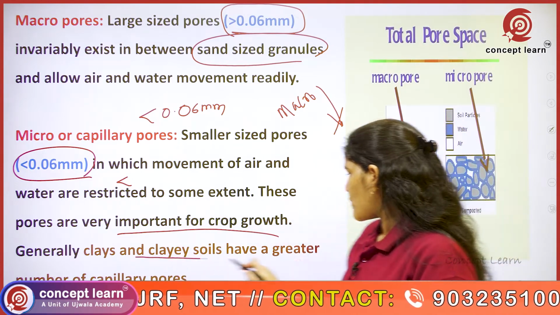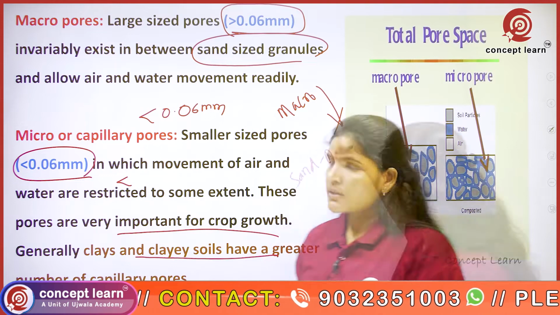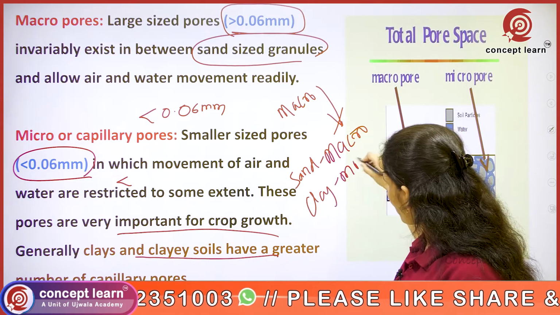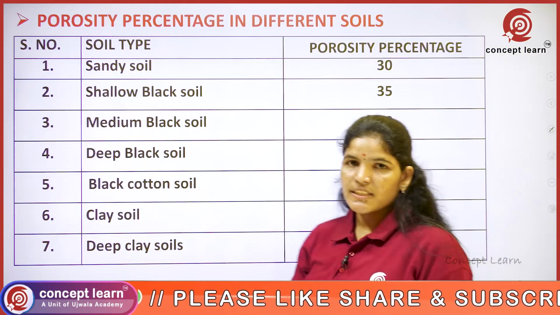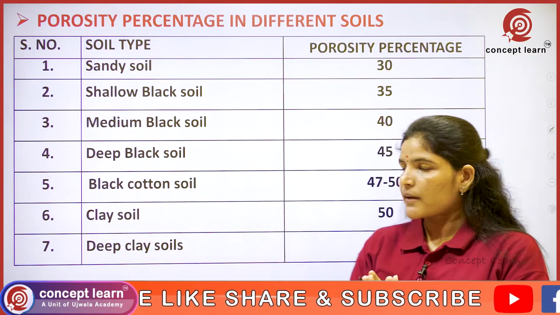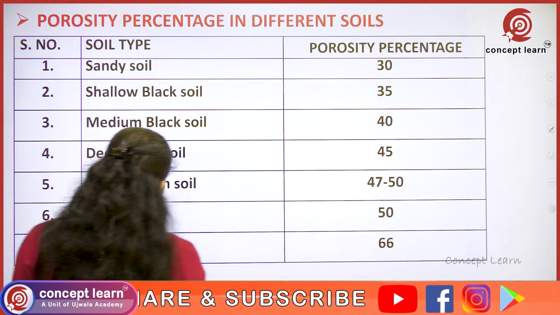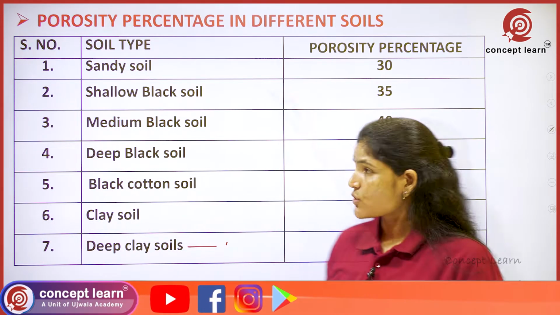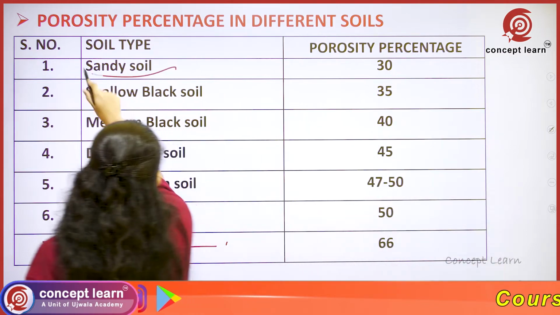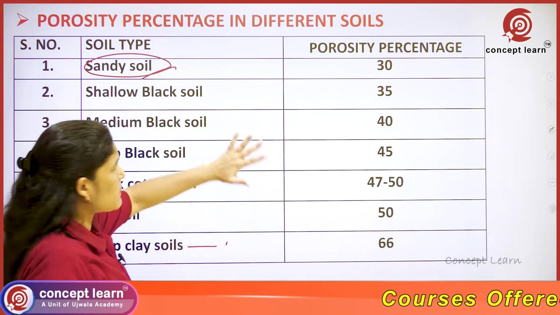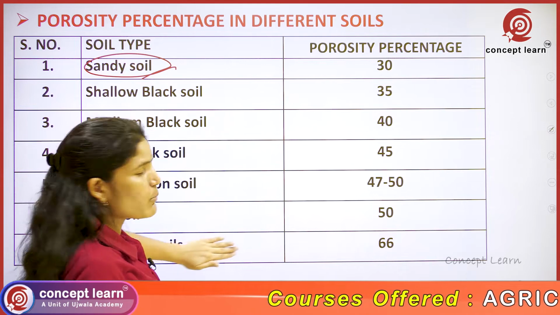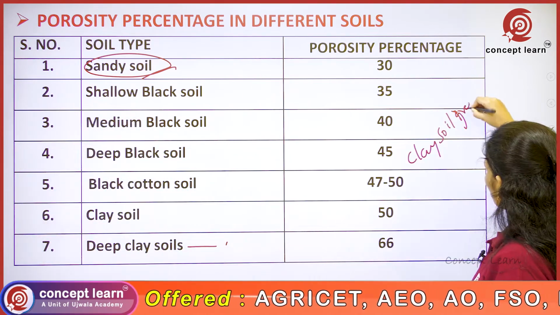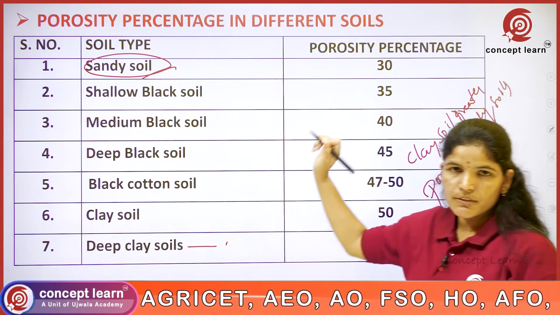Generally, clay soils have the greater number of capillary pores. Sandy soils have macro pores. Clay soils have micro pores. This is important for exam. Porosity is nothing but the sum of total micro and macro pores. The porosity is high in deep clay soils. The more the number of micro pores, the more is the porosity of the soil. Lowest porosity is seen in the sandy soils. Just remember that clay soils have greater porosity compared to sandy soils. This is important for exam.